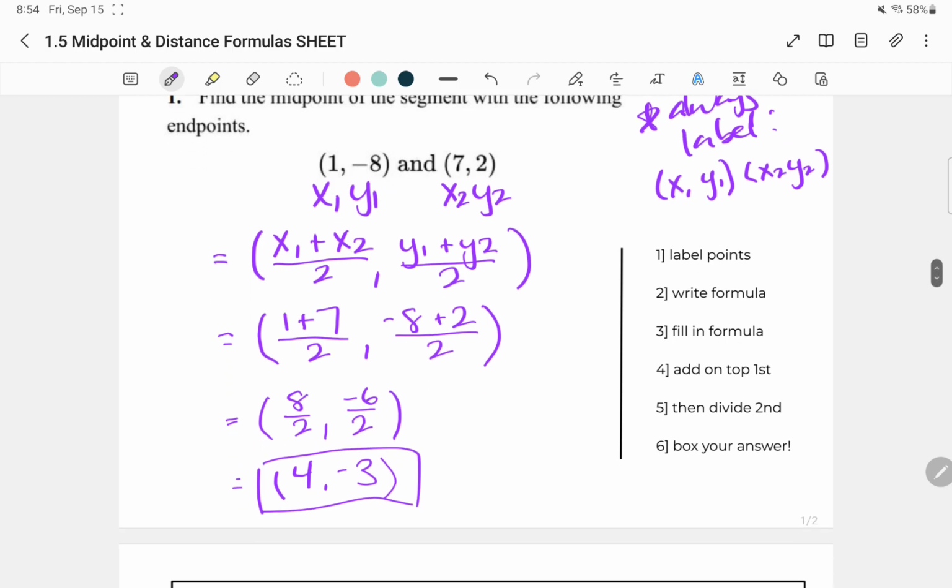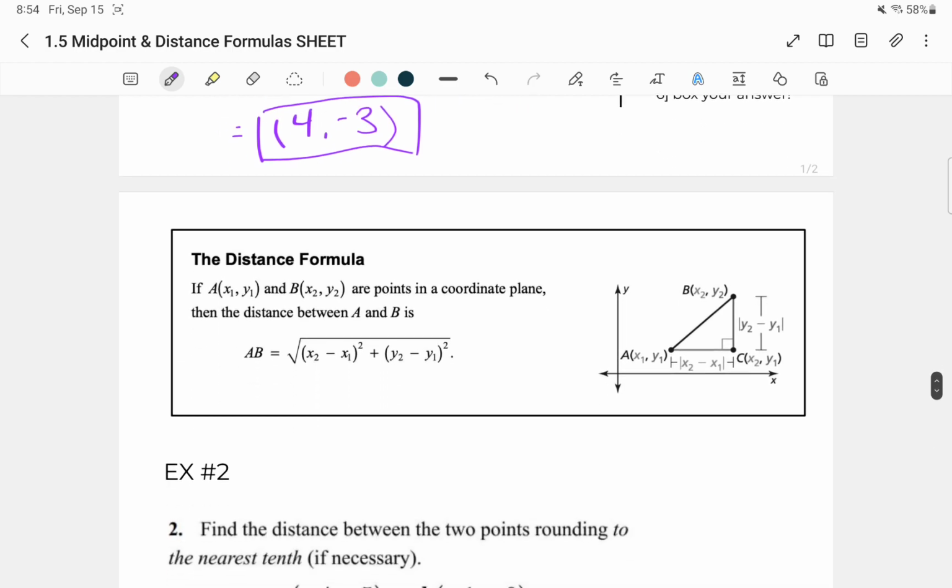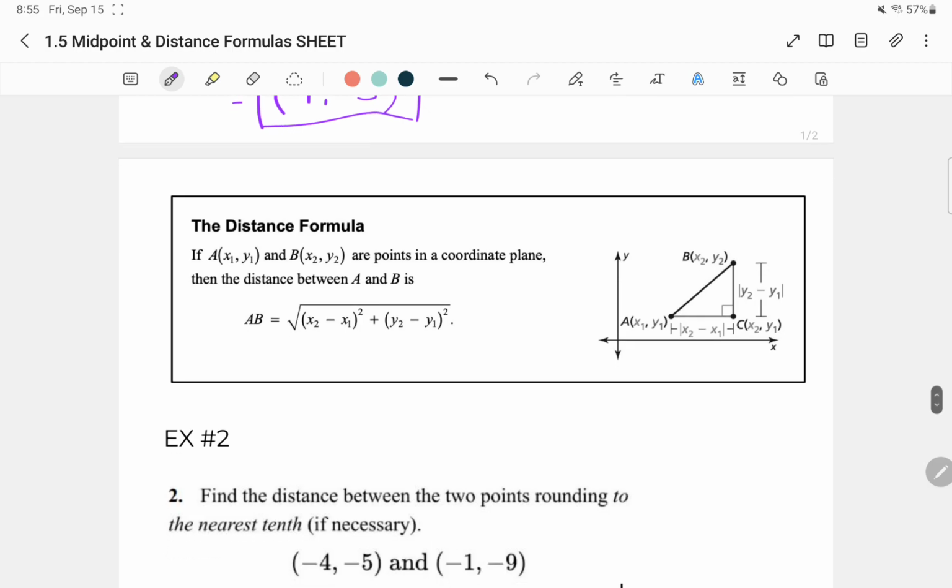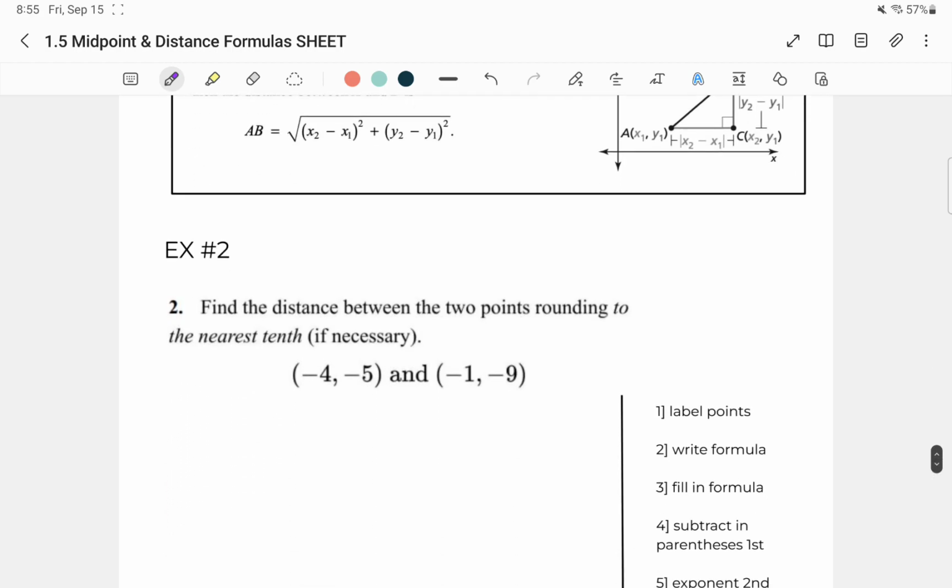All right, so example number 2, we're actually finding the distance now. So not the midpoint, not the middle, but the distance of the segment, or the length of it. And basically this is derived from the Pythagorean theorem. So if we have a segment in the coordinate plane, we can make a right triangle from it and use the Pythagorean theorem to find essentially the hypotenuse. And so really all you need to know is the formula right here is taken from the Pythagorean theorem.